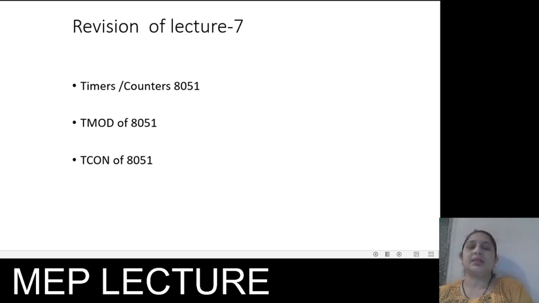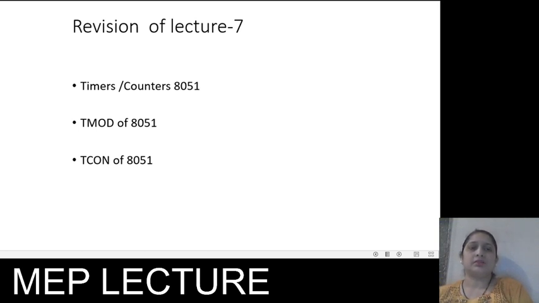We learned the timers and the counters of 8051. We know that there are two timers and two counters: timer 0, timer 1, counter 0 and counter 1. Timers and the counters are 16-bit, but we can use the timer or counter as an 8-bit also: lower 8-bit timer, higher 8-bit timer. Same thing for the counters.